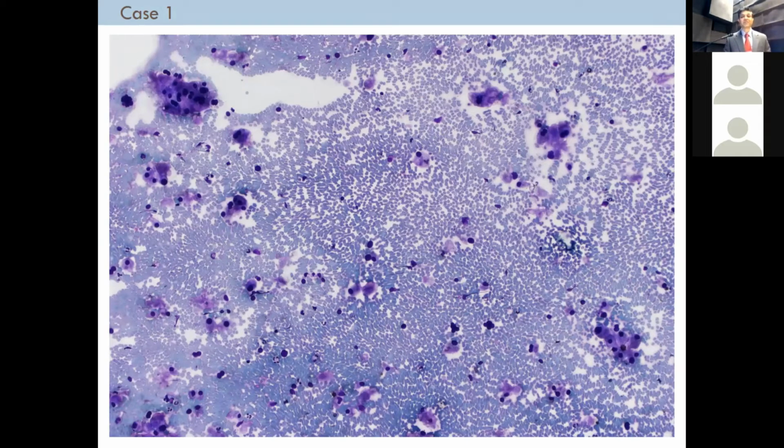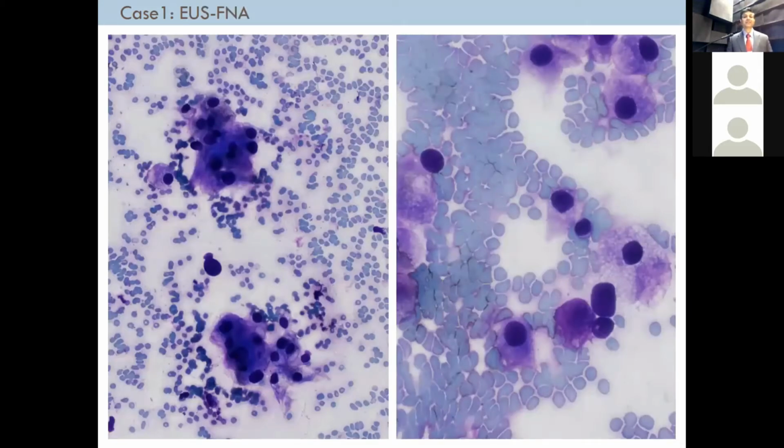As you can see, it is not very cellular, but it is composed of discohesive, variably sized groups of epithelial cells that overall, if you look at it, the appearance is a little bit worrisome, but if you look at the cells, they look rather bland. On high power, they actually exhibited very characteristic cytomorphology. As you can see, they have abundant cytoplasm that has a foamy or a microvesicular look. The nuclei were mostly round with very minimal atypia.